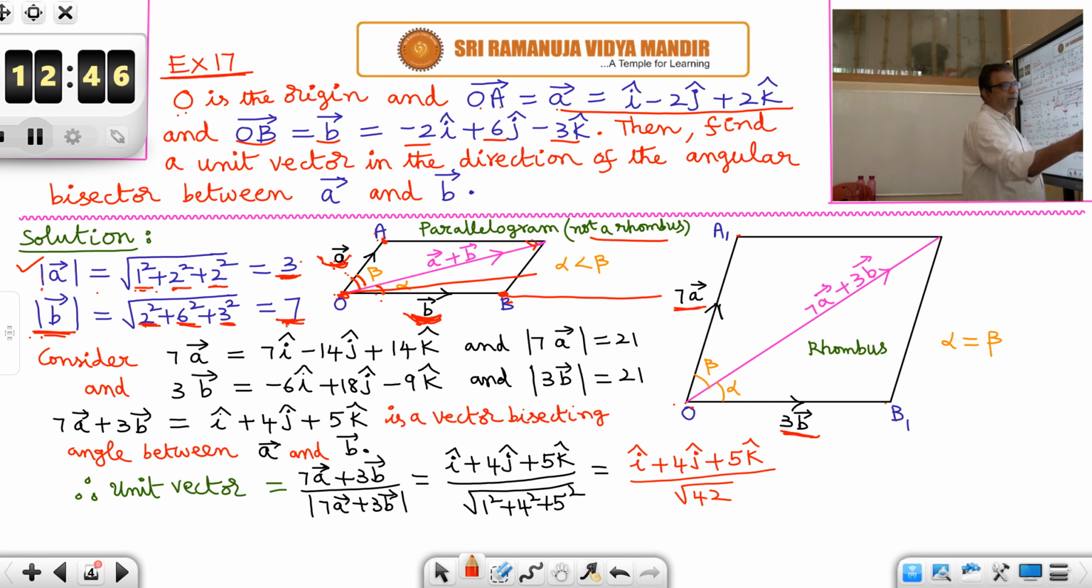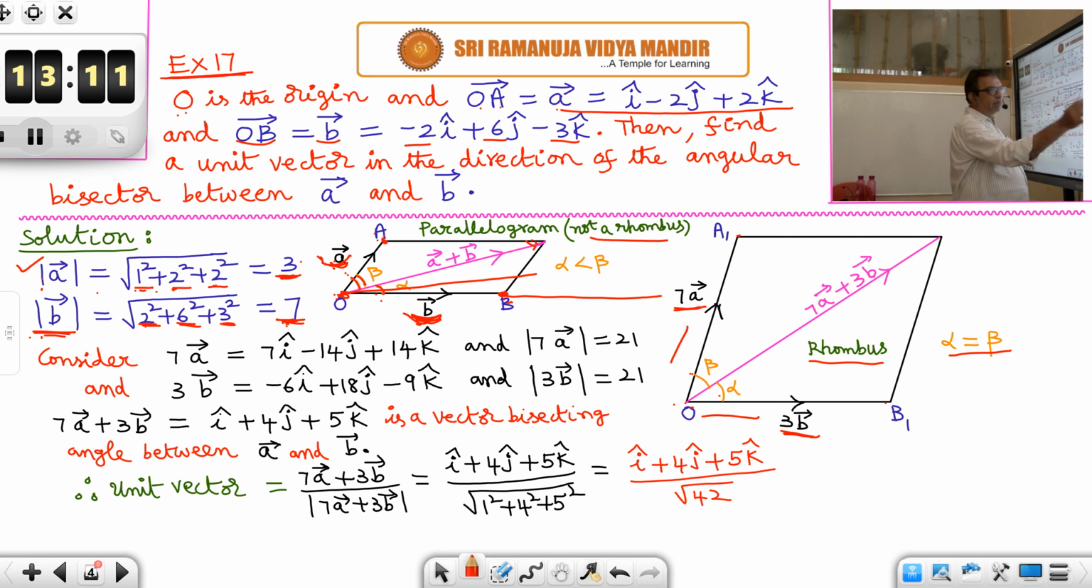Therefore, what happens to the parallelogram? It becomes a rhombus. In a rhombus, the diagonal bisects the angle. So if alpha and beta are the angles, now alpha will be equal to beta, because both sides are pulling with equal power. This vector and that vector are equal. Both sides we are pulling equally. Therefore, it will go midway only. It will not tilt towards any vector.